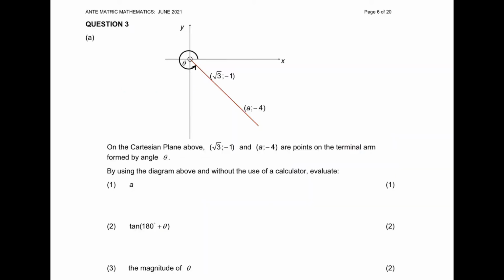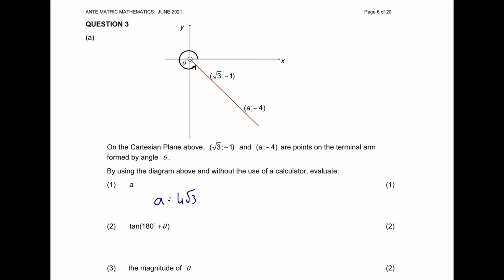Question 3a. On the Cartesian plane above, root 3 and negative 1 and a and negative 4 are points on the terminal arm formed by angle theta. By using the diagram above and without the use of a calculator, evaluate a. Alright, so if you look at the relationship between the y values, the negative 1 is being multiplied by 4 to get to negative 4. So therefore the root 3 times 4 will give us a. So root 3 times 4 is 4 root 3. Alright, so a equals 4 root 3.